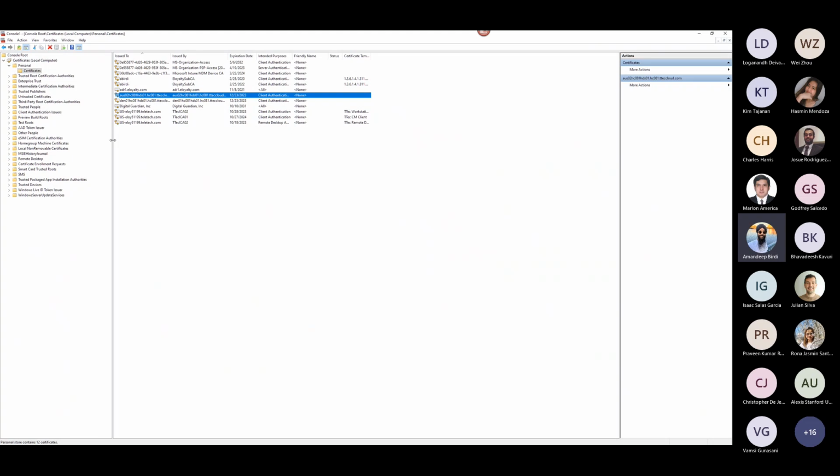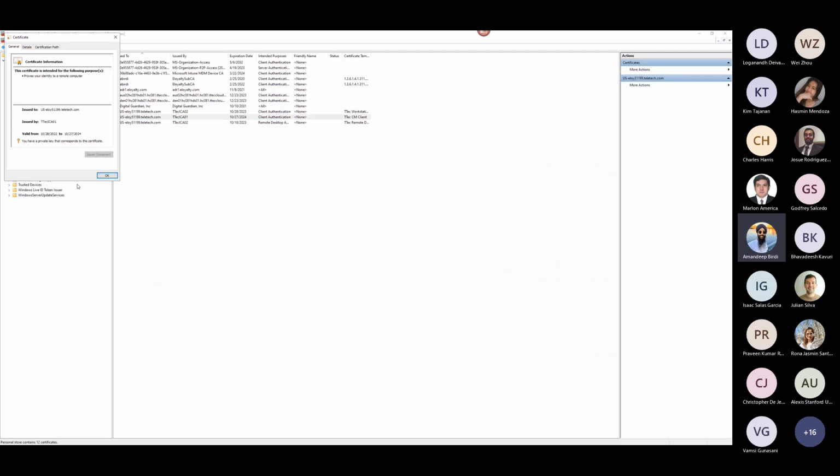So imagine this was an upstream application server, right? And I picked local computer. You would find a star dot, whatever the tenant wildcard is, installed here. And when you open that, you will see that there's a private key that corresponds to the certificate.